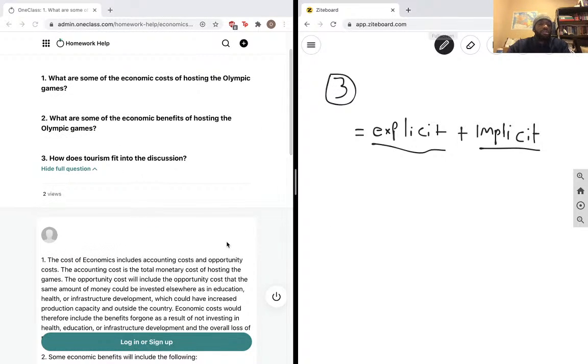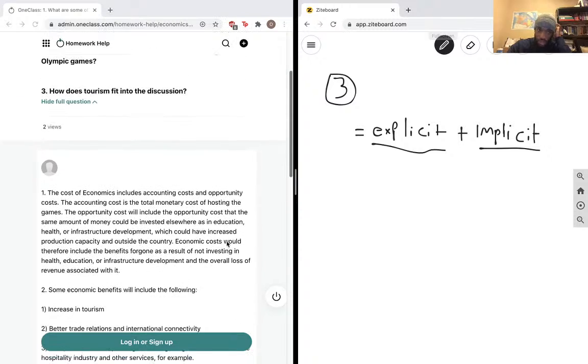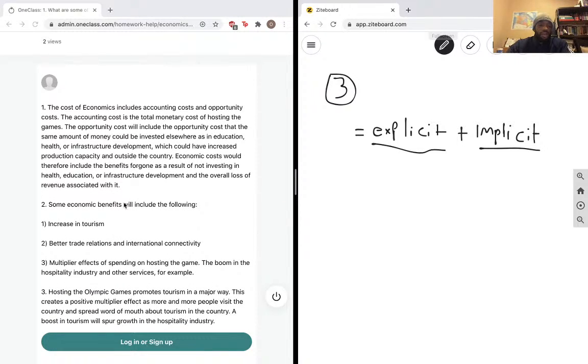Second question says, what are some of the economic benefits of hosting the Olympic Games? And I guess our tutor answered the second and third question together, and how does tourism fit into the discussion? So economic benefits is obviously an increase in tourism, and that has a play in increasing the total GDP of the economy, because you have people from other nations coming in and spending in the host country.